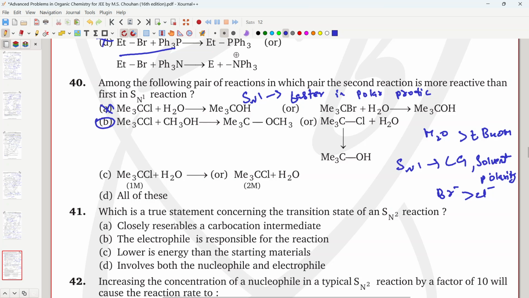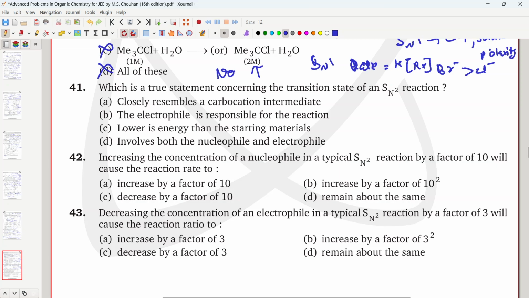Now, okay. Tertiary butyl chloride in water versus tertiary butyl chloride in water, 1M, 2M, that's the only difference. SN1 rate depends entirely on the carbocation, independent of nucleophile concentration. So no increase. So not even option C. Option D, no, for obvious reasons.